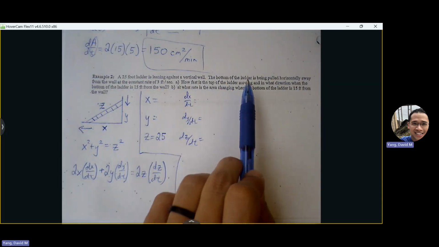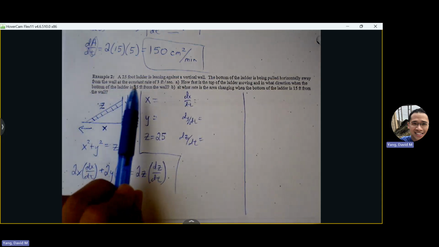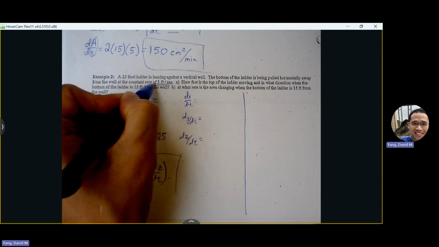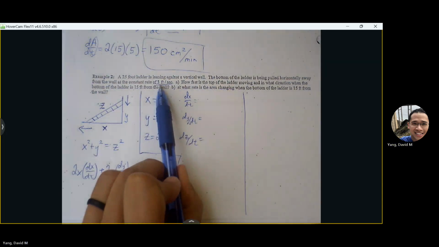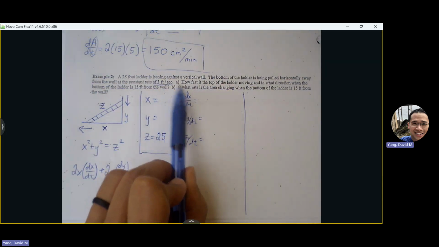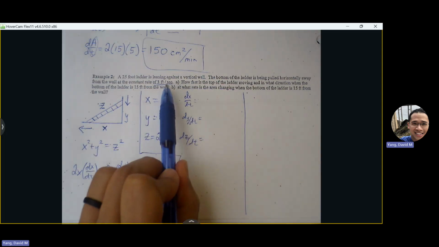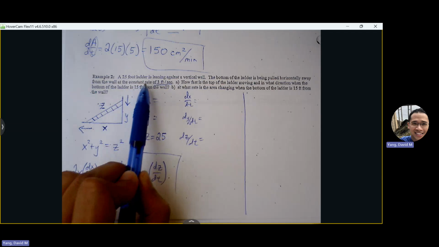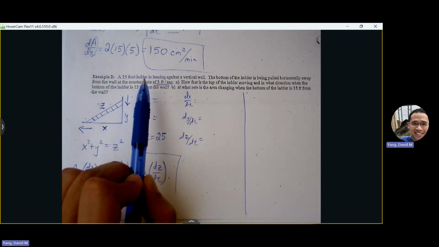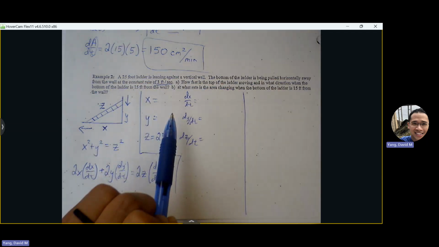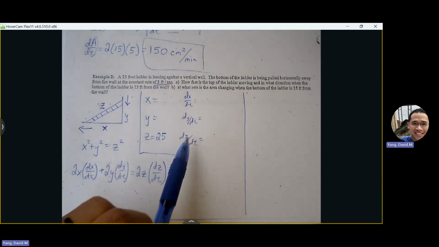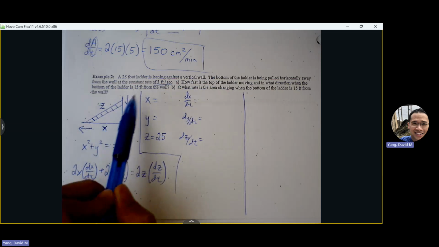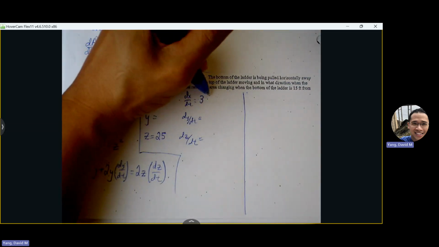Okay, the bottom of the ladder is being pulled horizontally away from the wall at a constant rate of 3 feet per second. What do you think this is talking about? Good, dx over dt. Well, first off, we know it's got to be some time component because you see per second, you see being pulled, you see constant rates. So all these hints of movement, we know it can't just be x, y, or z. It has to be some sort of a rate. And we know it's going to be involving the horizontal component. So it's dx dt, 3 feet per second.